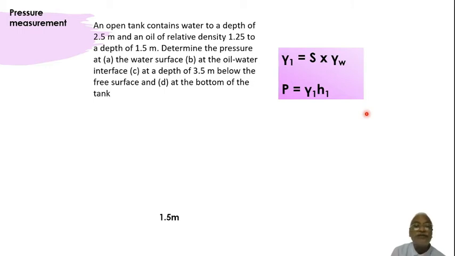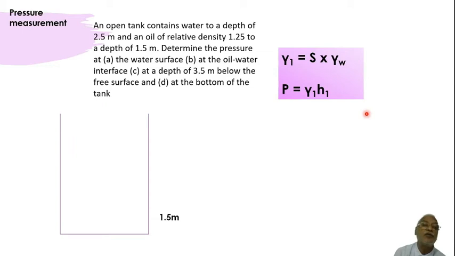So here we have to draw the figure. I would suggest everyone to practice this drawing whenever we try to solve a problem. Looking at or reading the problem, you should be able to make out what is given and how it is, and after drawing the sketch, only then will we be able to analyze for pressures. Now anyway, it's an open tank, it is said.